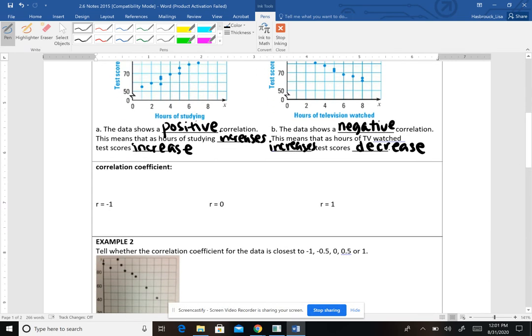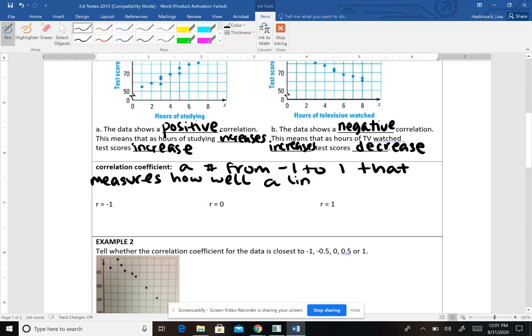Now there's something known as a correlation coefficient. A correlation coefficient is a number from -1 to 1 that measures how well a line fits a set of data pairs. So it means basically how well are those points clustered together.